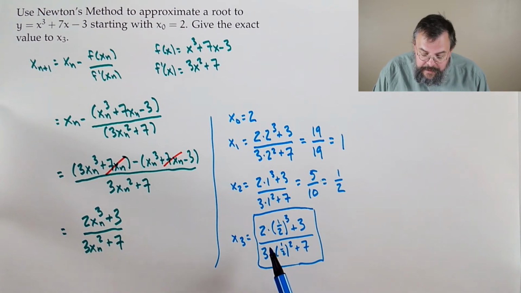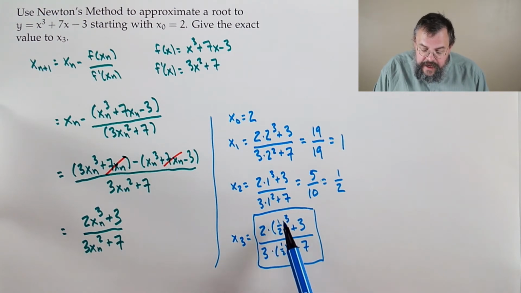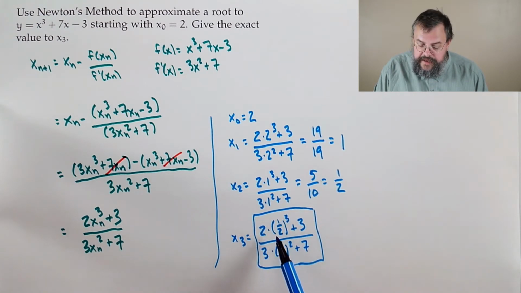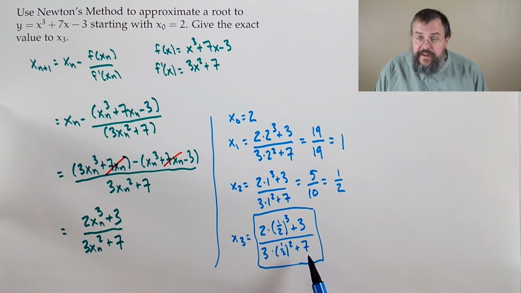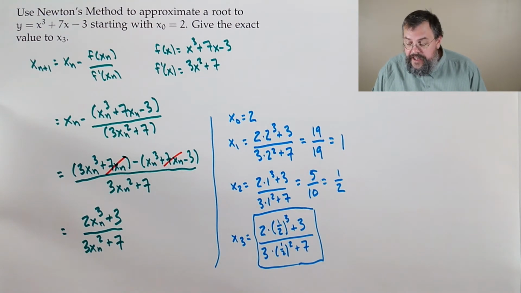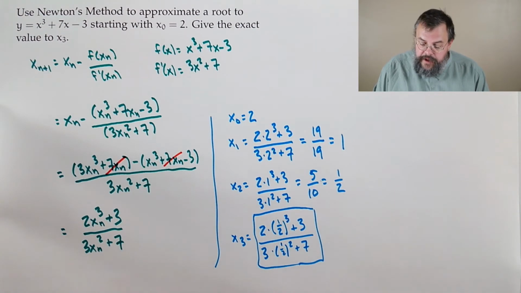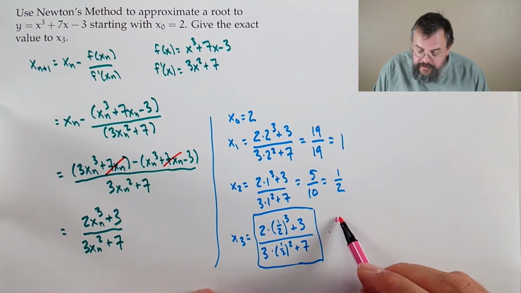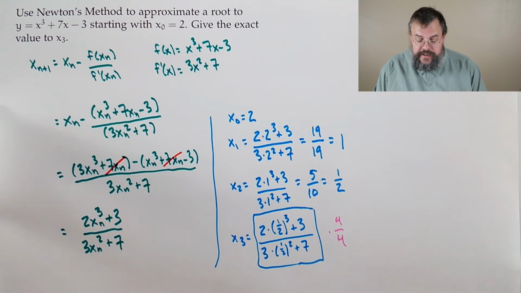I can do a little something here and notice, see how I have a 2 and then a half? I can cancel one of my halves. So really this is like a 4th plus 3. Here I have 3/4 plus 7. So an idea would be, let's multiply top and bottom by 4. That would get rid of our fractions.